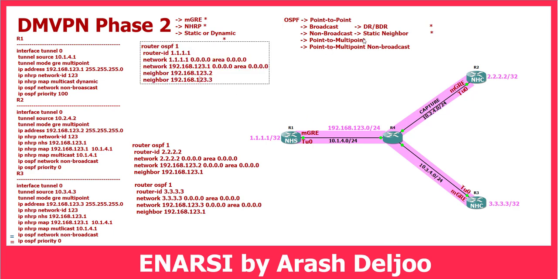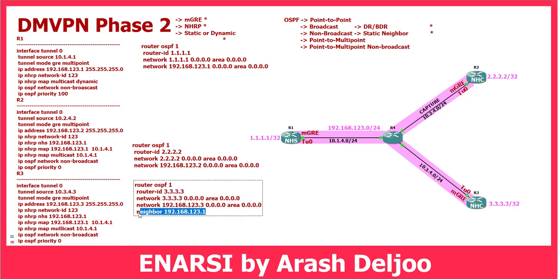For point to multipoint, I want to configure this point to multipoint. You know that we should remove the neighbor statement. We don't need the neighbor statement. After that, for the network type, we are configuring IP OSPF network point to multipoint. And here we don't have DR and BDR.